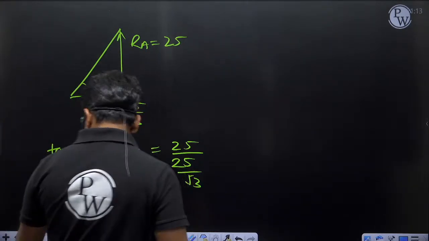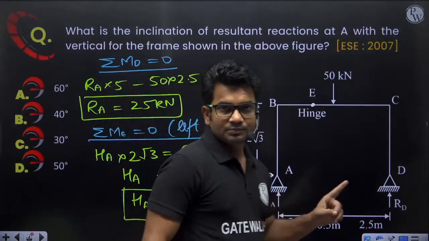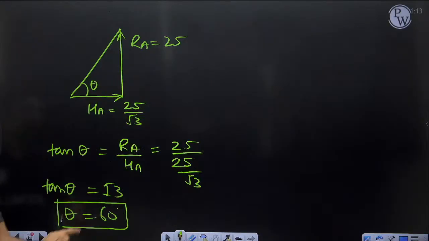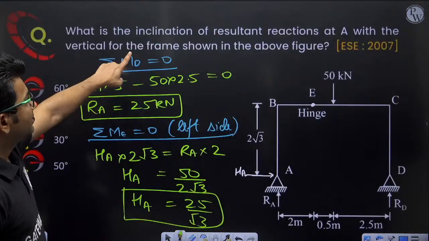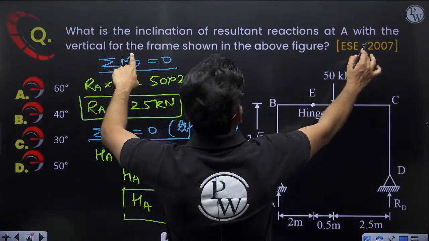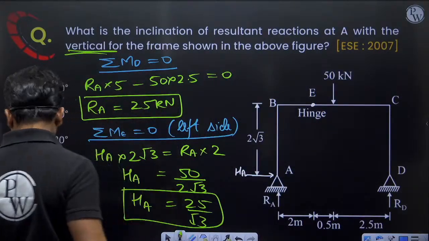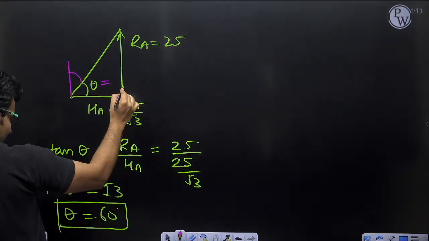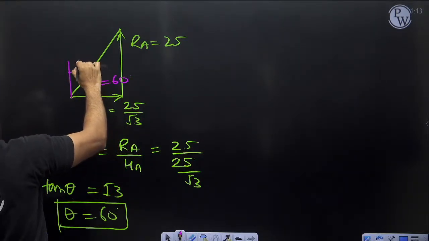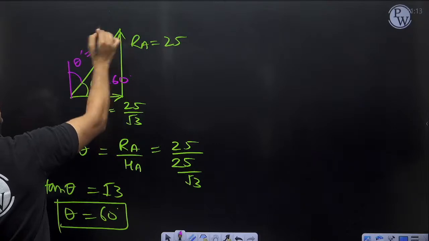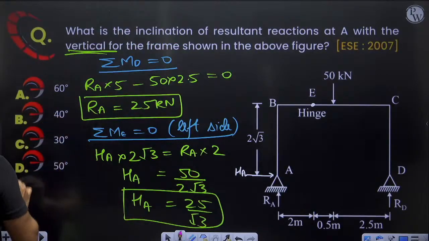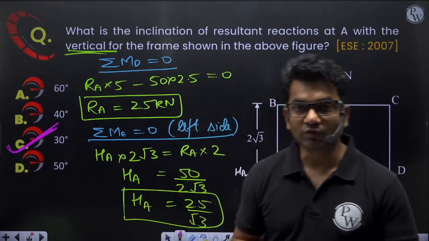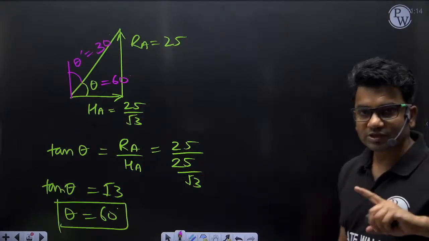Clear? So the inclination of the resultant with respect to horizontal is theta. But they have asked with the vertical, so basically they are asking this angle. If theta is 60 degree, this angle, let us say theta dash, is 30 degree. So the correct answer will be option C, 30 degree. They have asked with respect to vertical, right? I hope this question is clear.